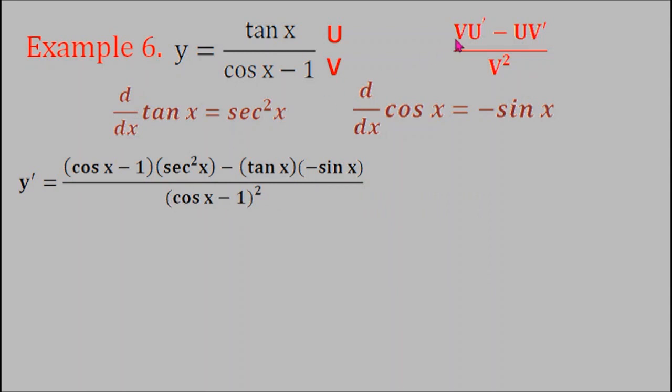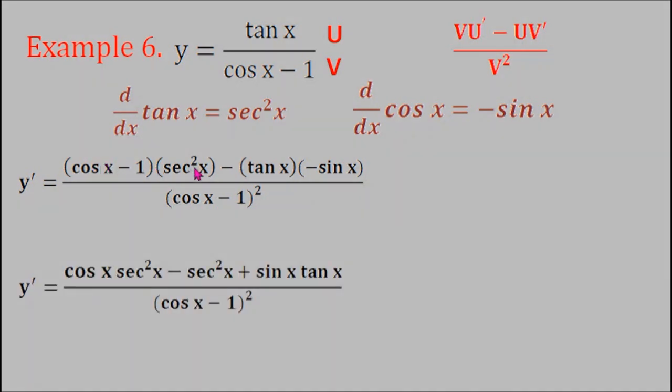So v is cosine x minus 1 here, and the derivative of u, the derivative of tan x, is secant squared x, then minus u, which is tan x, times the derivative of v, the derivative of cosine x is negative sine x, and of course the derivative of negative 1 is 0, all over the square of v. So our v here is cosine x minus 1. So we have cosine x minus 1 quantity squared.